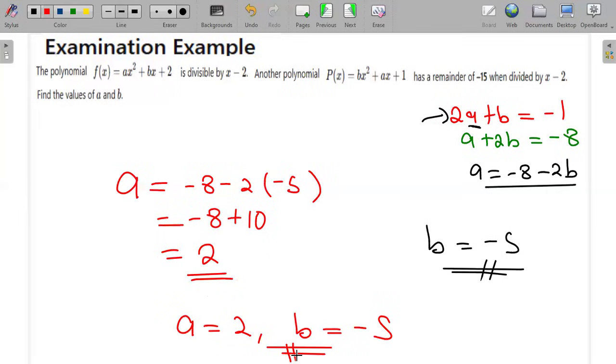Okay, so any questions there? So this is an example of an exam question. Okay, so any questions there, guys? Any questions on the factor and the remainder theorem?